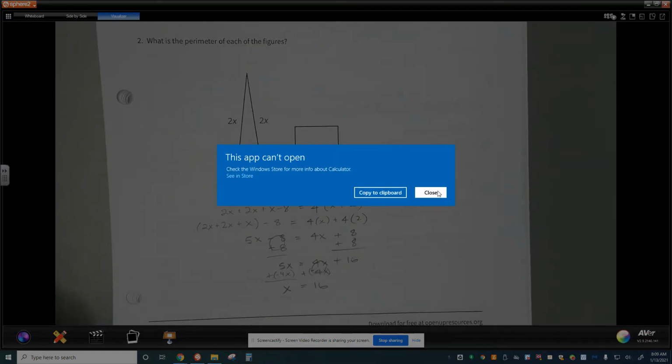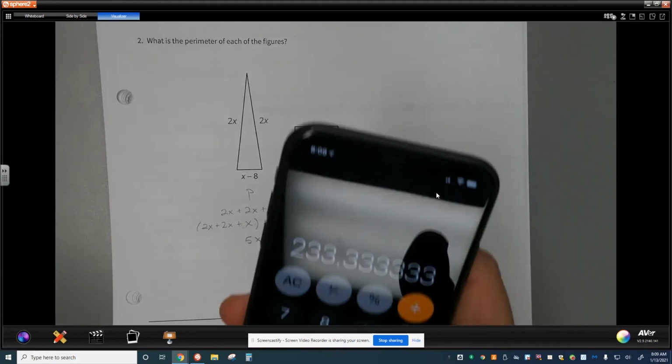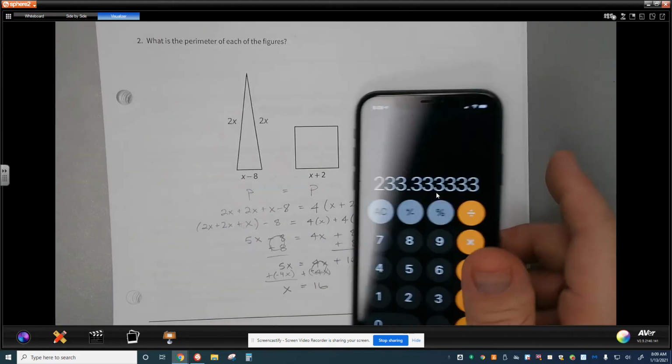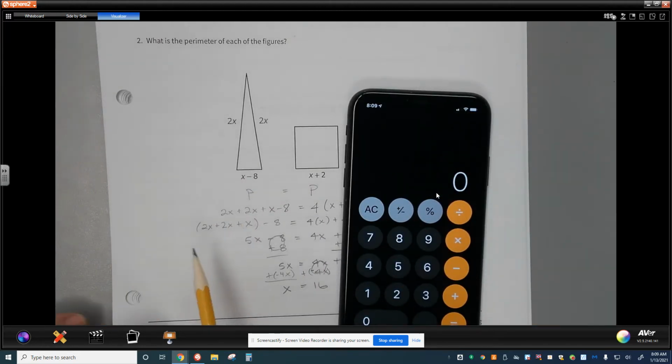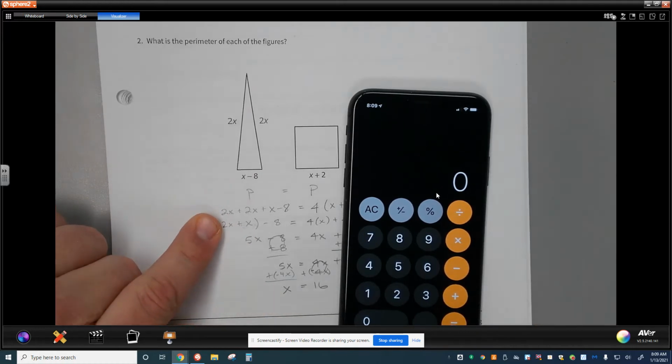And it looks like my calculator is not going to work for me. So we'll go to plan B. We're going to take all of these pieces right here, where we know that there's twice the value of x, twice the value of 16 is 32. So we're going to do 32 plus 32 plus 16.